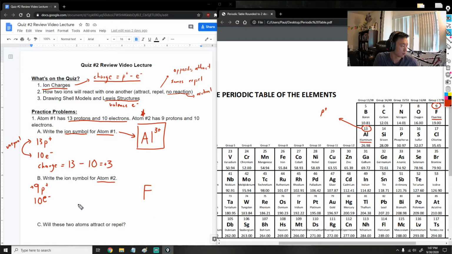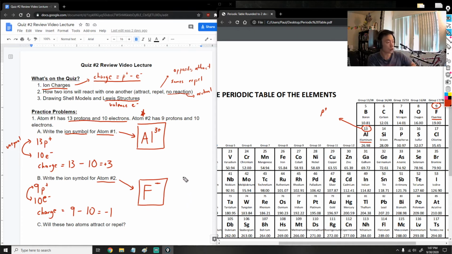Alright, but again, these are unequal, right? It's not 10 and 10, 9 and 9. These are unequal. That means we have to calculate the charge. So for the charge, all we're going to do is plug into this formula up here. We're going to plug in 9 protons minus 10 electrons. 9 minus 10 should give you -1. That means the charge for atom number 2 is going to be -1. And I'm just going to put a minus sign.